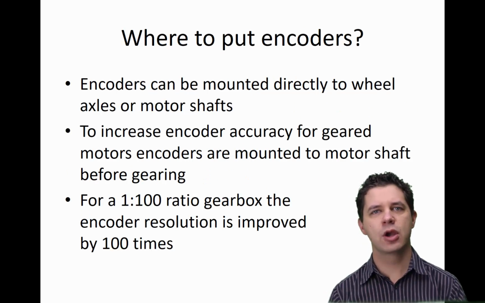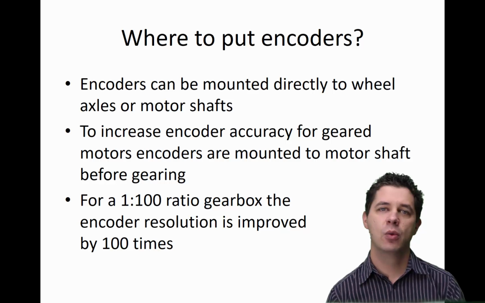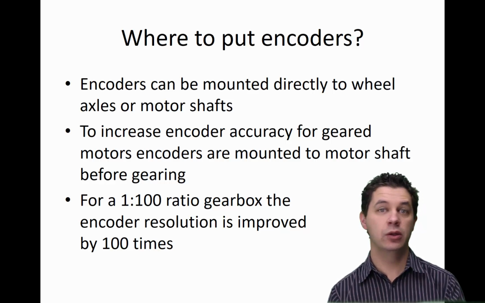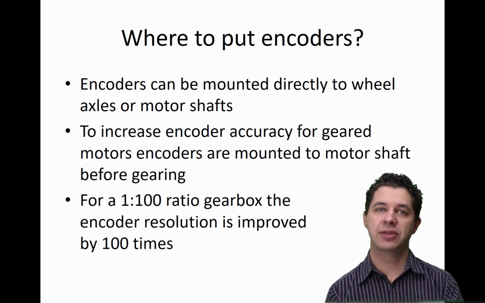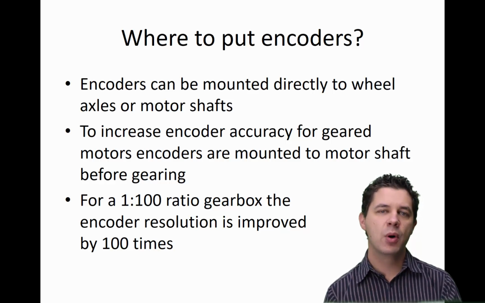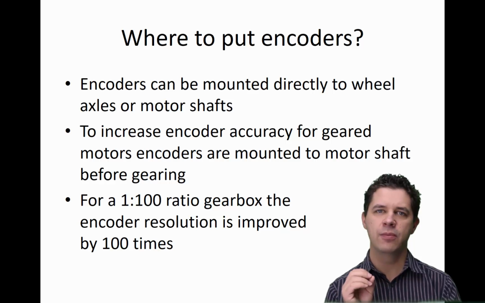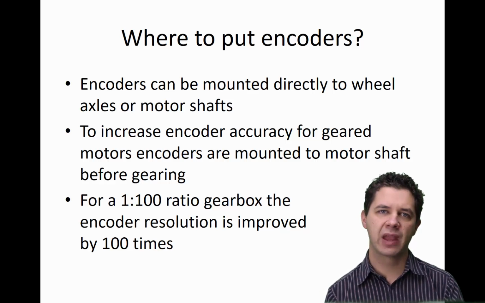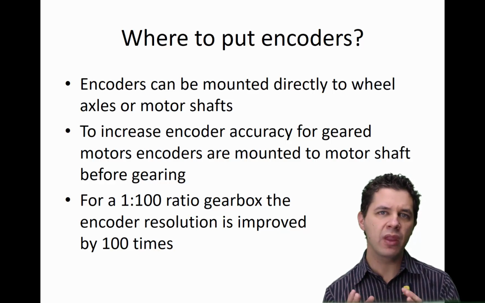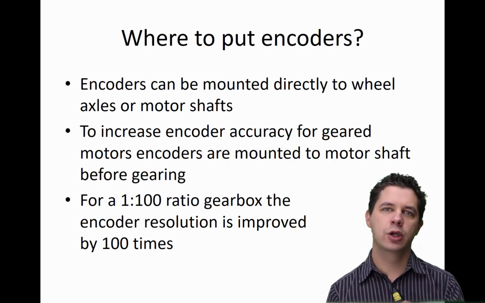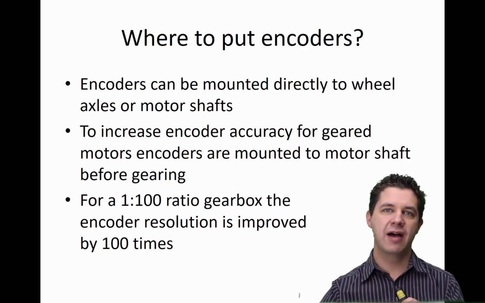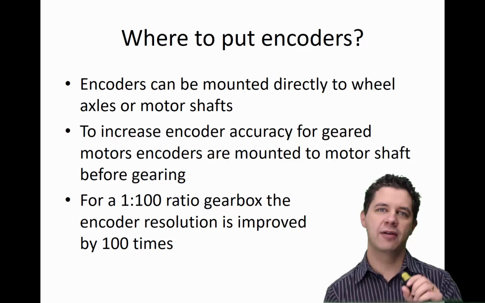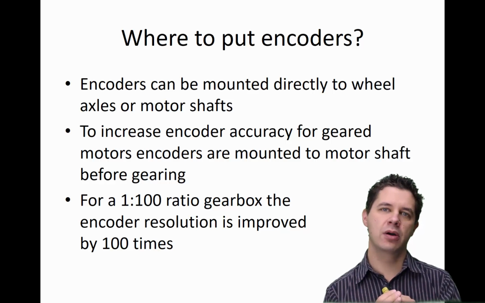So we know we want encoders, but where do we actually put them? Well, we've got several options. We can mount them directly to the wheel or the wheel axle, or we can mount them directly to the motor shafts. But one thing that we can do, particularly for motors where we gear up the motors to increase our torque and slow down the speed, rather than mounting the encoder on the output shaft that actually goes to the wheel, we can mount it on the output shaft of the motor before it goes to the gearbox.